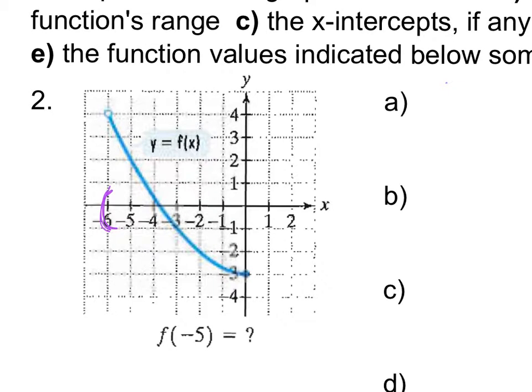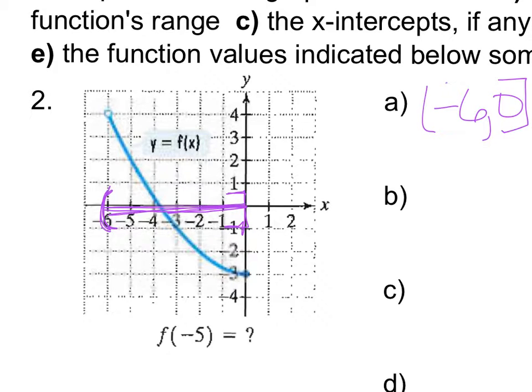And then it covers all the way until we get to that closed point, so that's actually all the way to 0, and that's going to be a bracket. So my domain, the horizontal cover, is from -6 to 0. Again, we have a parenthesis at -6 because there was an open circle at that value, but it's a bracket at 0 because that's a closed circle.